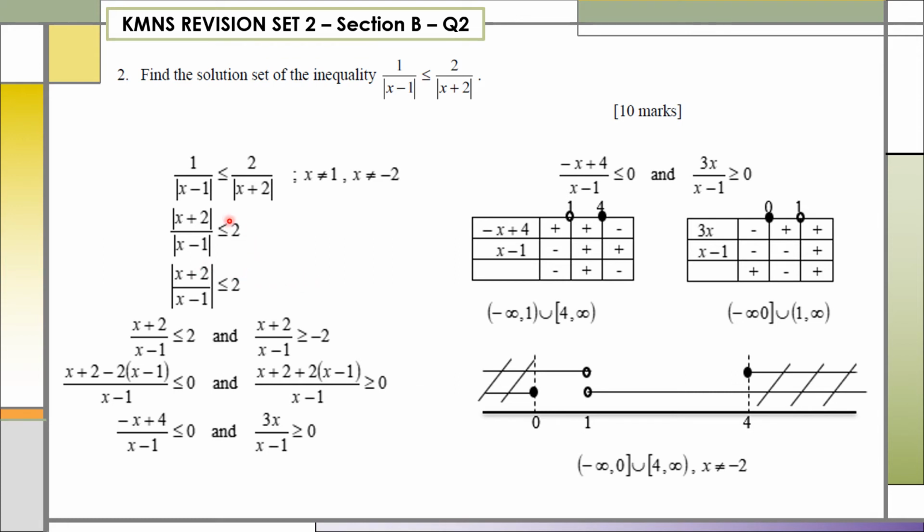Okay, now I bring x plus 2 to this side, and then we have x plus 2 over x minus 1 less than or equals to 2. Here I'm using the definition.